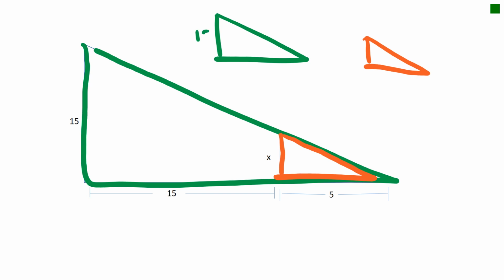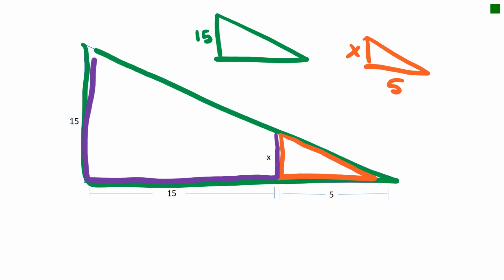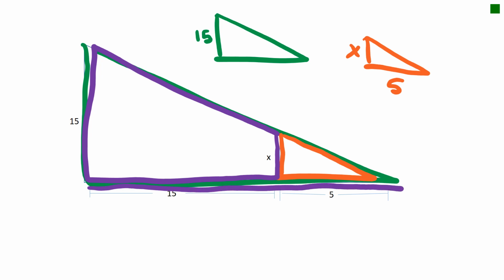The green one, if you notice, has a height of 15, and the orange one has a height of x with a base of 5. And part of you really wants to say, well, this has a base of 15. Well, if you look closely, 15 only is that shape, right? But you need to look that you really have this entire base. So you would have to say that that has a base of 20.